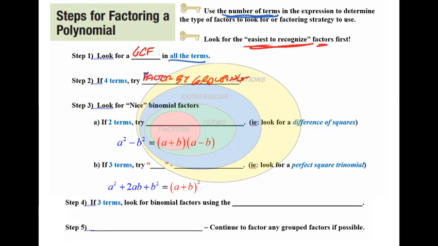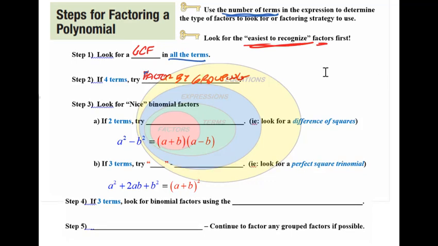Now, so far, these are the easiest methods to use. Then the next easiest factors, the nice binomial factors, I want to look for, and if I have 2 terms, I want to look for a difference of squares, because if there's two terms, the only thing I can try are these conjugate factors. So if I have a difference of squares, then I know that it factors to conjugate factors, a plus b, a minus b.